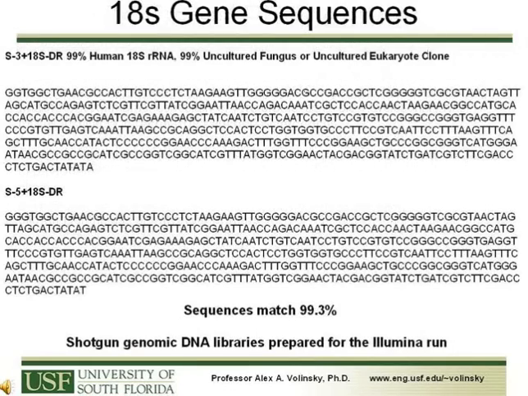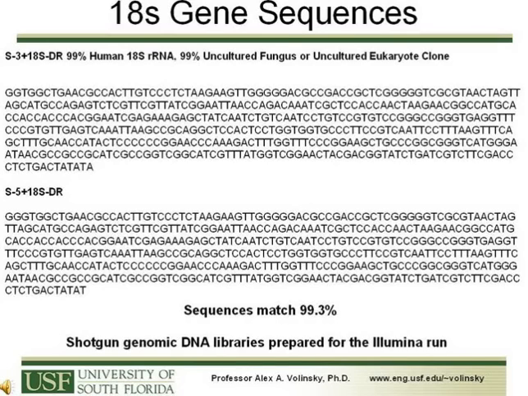These are the sequences. 99% human 18S RNA. Interestingly enough, 99% uncultured fungus or uncultured eukaryote clone. 18S sequences match 99.3%. So again, results are inconclusive, and there's going to be an Illumina run. Actually, it finished on Friday. The data is being analyzed. I have not seen the data. Match to human DNA is 28% so far.